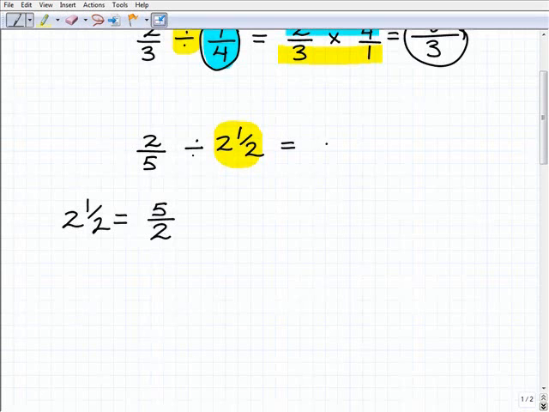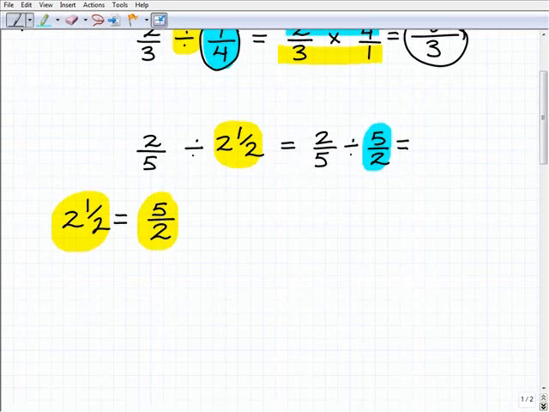So really, this problem here is 2/5 divided by 5/2. I'm going to write that 2 1/2 this way. Remember, they're equal to one another. Then we're going to follow the same steps. I'm going to turn this division problem into a multiplication problem by flipping this fraction around. So I'm going to get 2/5 times 5 over 2. When I flip it around, it's called finding the reciprocal. It's going to be 2 over 5.